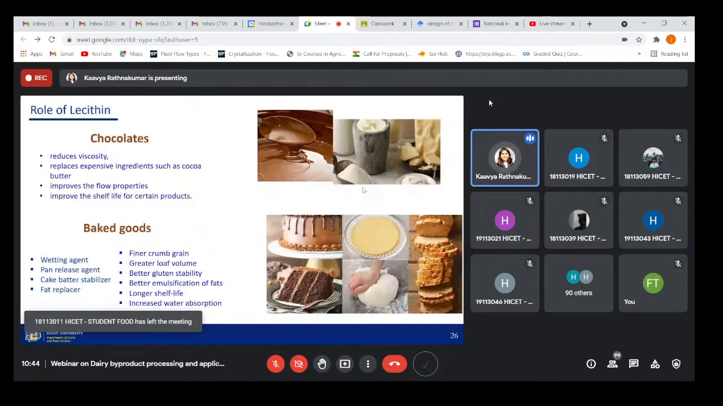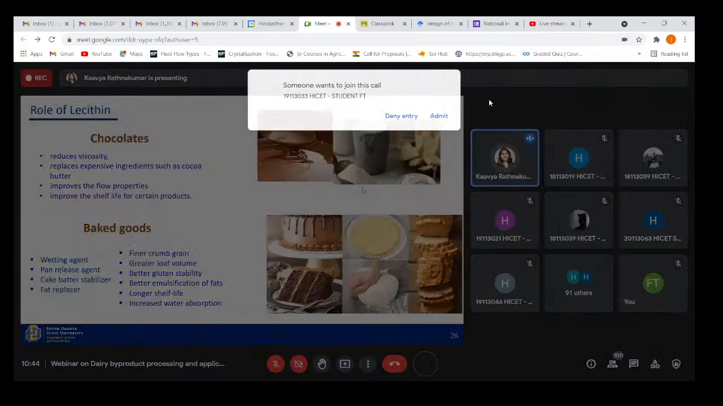It is also used in baked goods as a conditioning agent, and it can also be used as a fat replacer by itself. This can help in giving a better volume for the baked foods and better emulsification of fats. It helps in longer shelf life, better gluten stability, and increased water absorption in all types of baked goods.